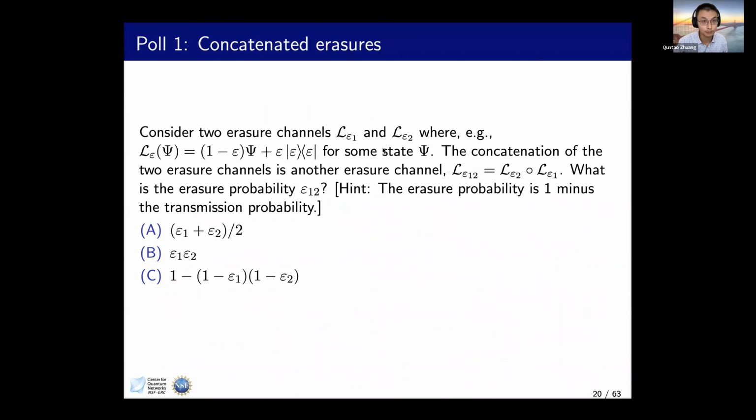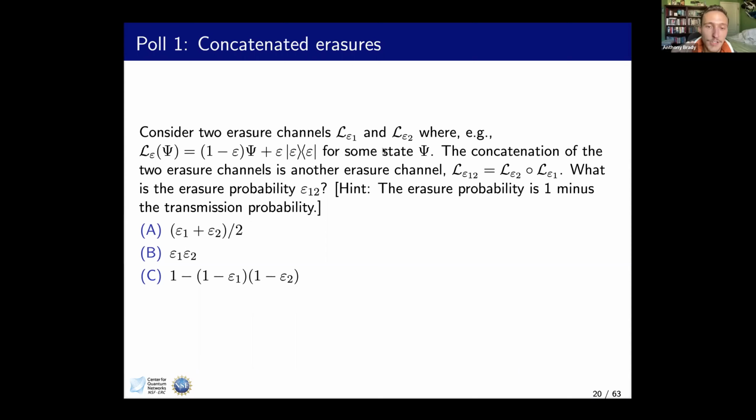Okay, that's poll one. So here's a poll. We looked at the erasure channel before, which has this representation here. You get the state with some probability 1 minus epsilon, or you get an erasure state with some probability epsilon. So you can concatenate two erasure channels. For example, you can have one with epsilon 1 first acting on the state, and then right after that one with epsilon 2. So here's a simple question.